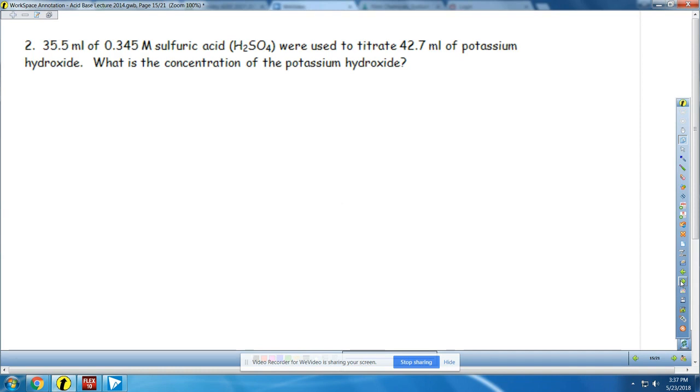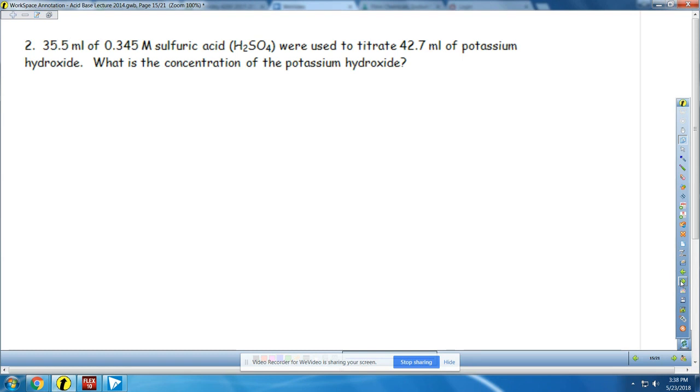Okay, so in number 2, 35.5 milliliters of 0.345 molar sulfuric acid are used to titrate 42.7 milliliters of potassium hydroxide. What is the concentration of the potassium hydroxide? All right, I can do this.